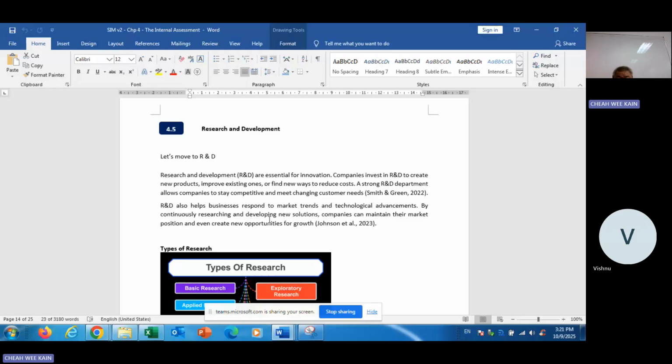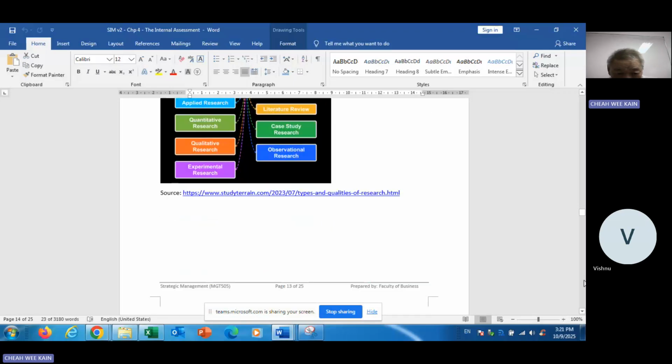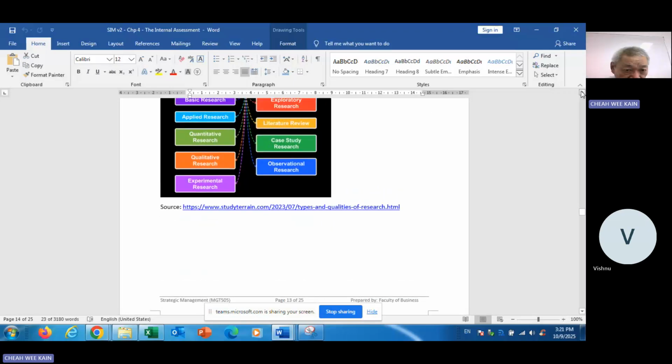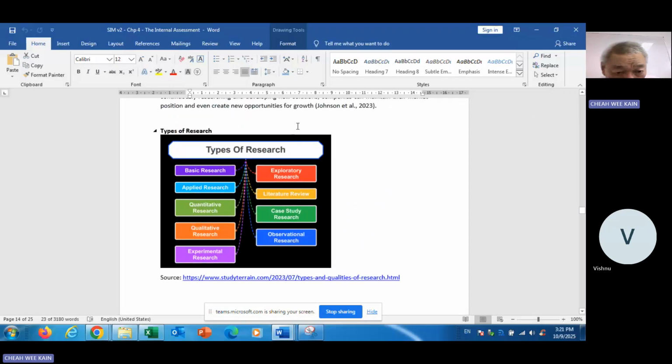So here is this one, which is R&D. Actually, the word R&D is not a very good type of wording, because research and development are different. So let's look at the types of research. There are basically a few types of research, so let me look at them one by one.